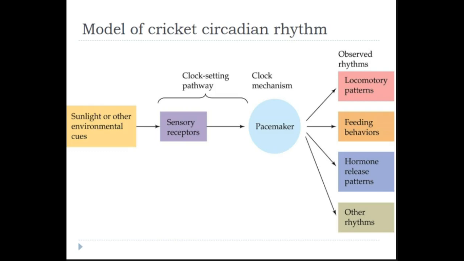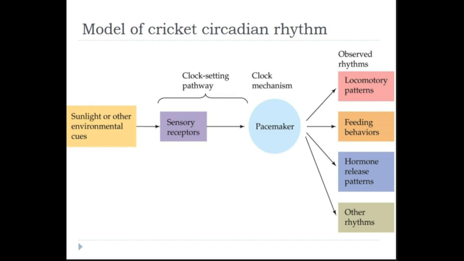So here's a flow chart that your book puts forth that tries to explain the cricket circadian rhythm. The idea is that there is sunlight or some other environmental cues. Clearly, the light-dark cycle is really important in determining the circadian rhythm of these crickets, based on the experiment we just saw. But those cues are received by sensory receptors, in this case receptors in the eye. And they're fed into a clock mechanism, which includes a pacemaker. The idea with this pacemaker is that it is some kind of internal system. And you saw an example of this in mammals on the homework, which we'll talk about.